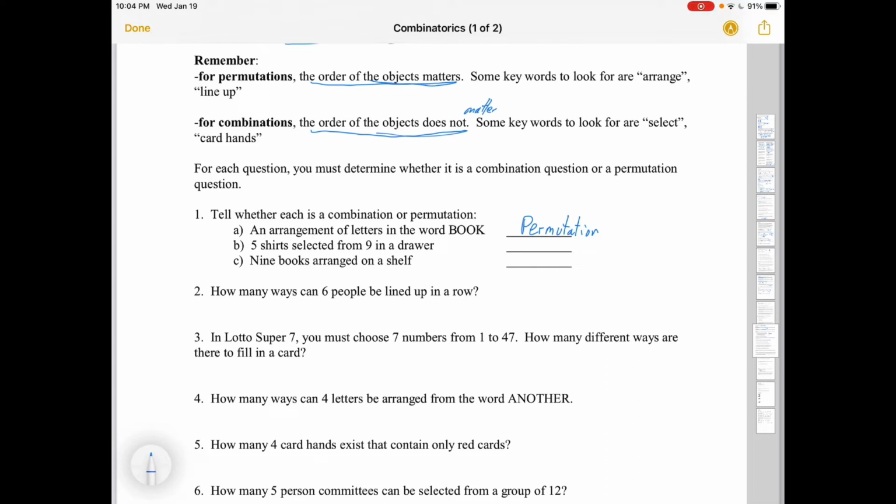5 shirts selected from 9 in a drawer. If you take 5 shirts to pack them for a getaway, it really doesn't matter what order they're coming out, at least in my books. I'm just going to pack them in my suitcase. I would think this is a combination.